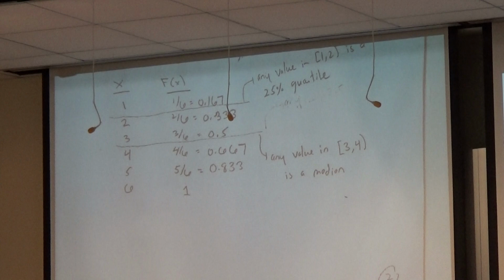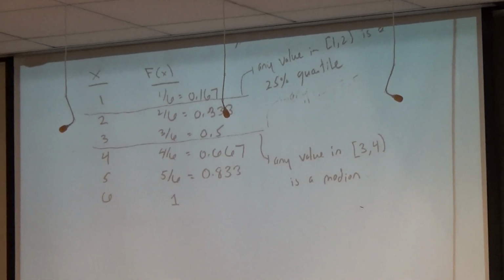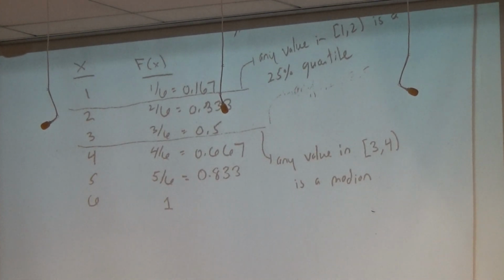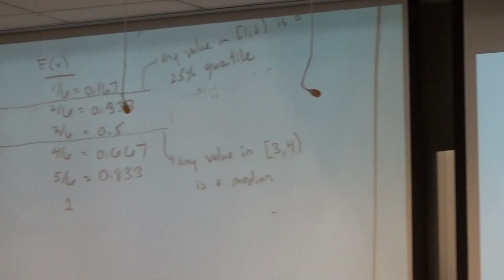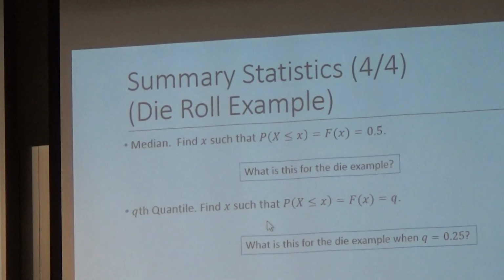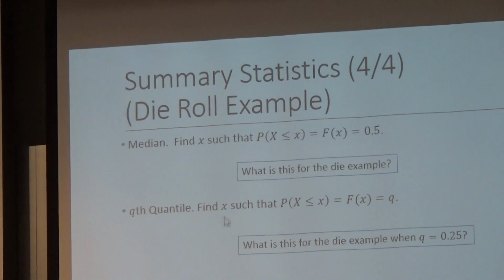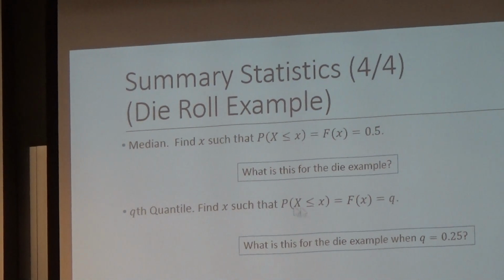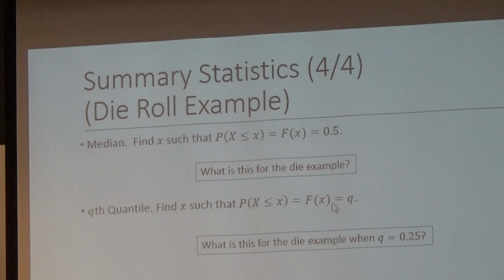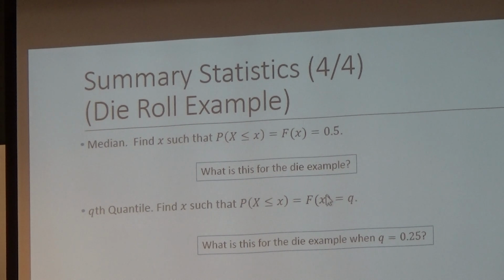There's nothing special about the median of 50%. Suppose I asked you for some kind of quantile. A common one would be the 25% quantile. So what is X such that 25% of the time I roll a number less than X? Yeah, so 1. Why did you say that?